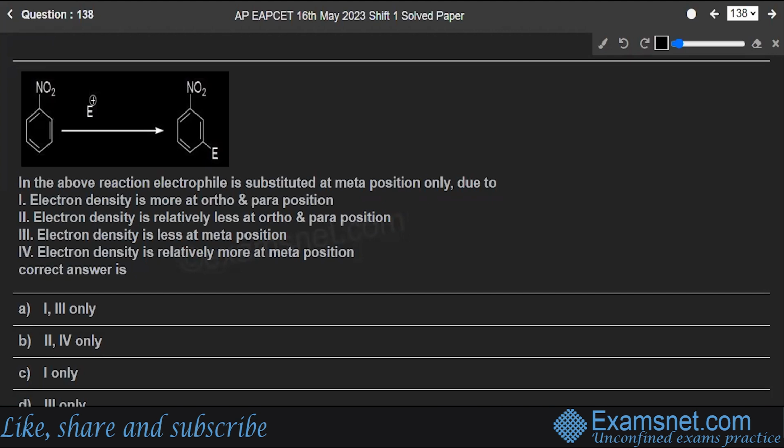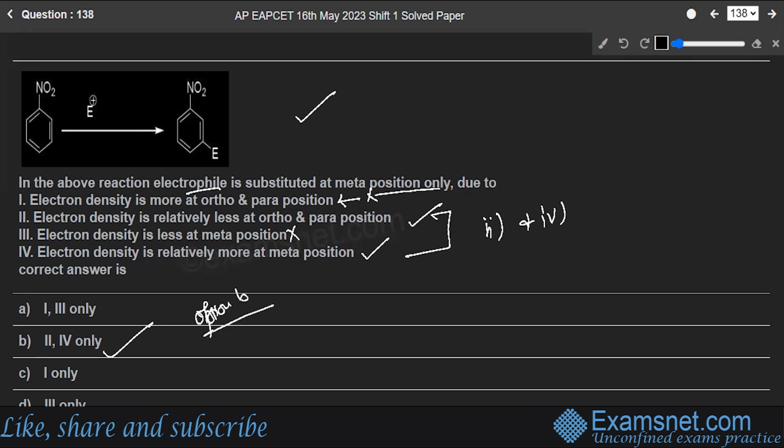Question number 138. You are given this reaction. In the above reaction, electrophile is substituted at meta position only due to electron density is more at ortho and para position. No. Electron density is relatively less at ortho and para position. This is correct. Electron density is less at meta position. No, it is relatively more at meta position. So you have second and fourth as the correct answers. That makes option B as the correct answer. Hope you understood this. So that means the electrophile is substituted at meta position only.